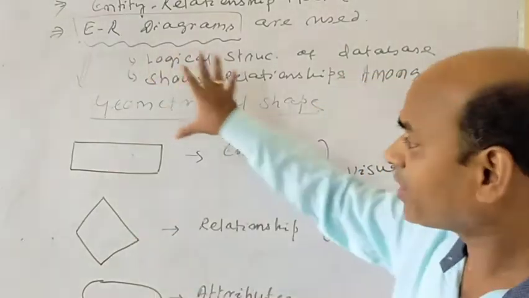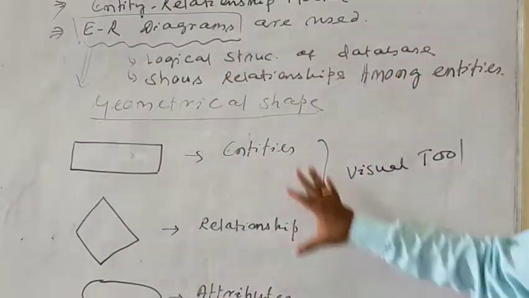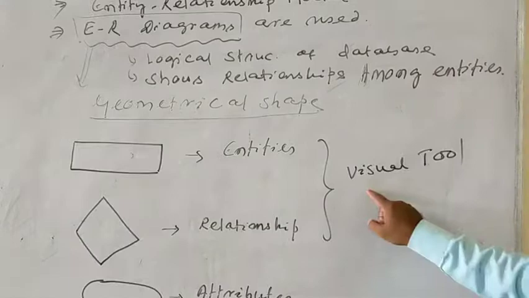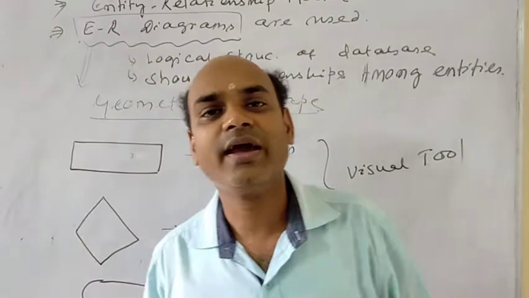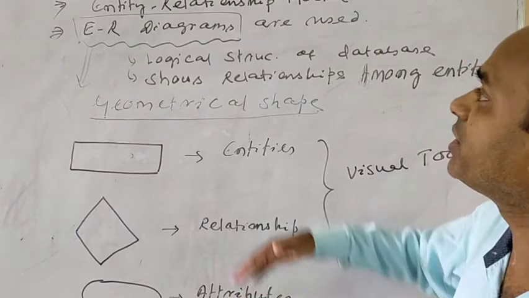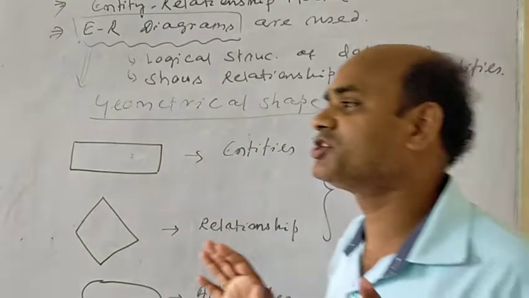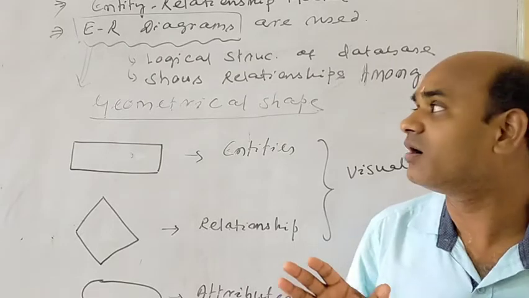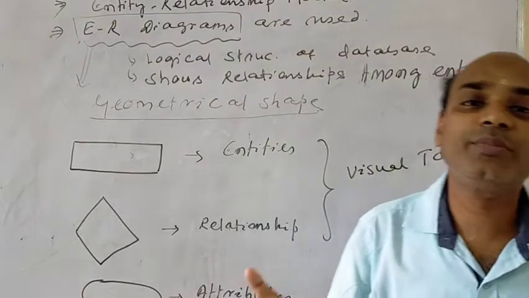So, overall, by using all these symbols, we can visualize this model. These geometrical shapes that use symbols are also called visual tools. These visual tools are used to construct an ER diagram. So these diagrams are used in the ER model, which is most important. So the ER diagram is most important in database systems. We will study deeply how the ER diagram will be helpful and how it will be constructed.